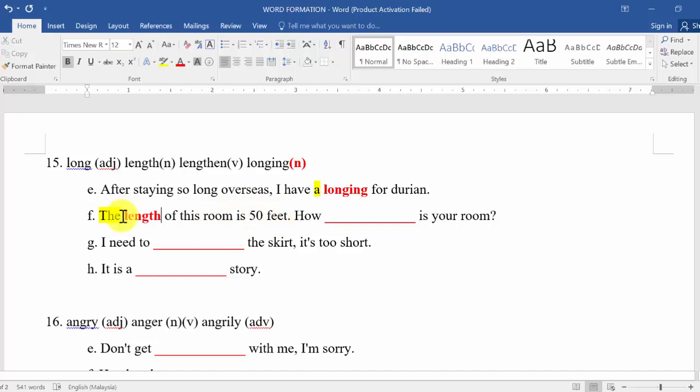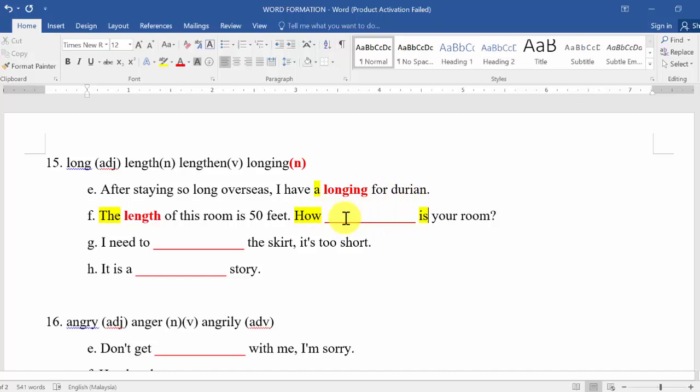50 feet. So, length. Since this is a measurement, the answer should be length. Okay, the length of this room is 50 feet. How is your room? Remember, when you have how and verb to be in your sentence, your answer here should be an adjective. When you have how and verb to be, in between it, your answer should be an adjective.